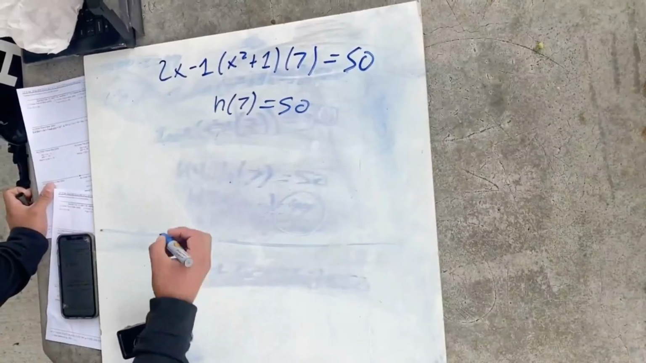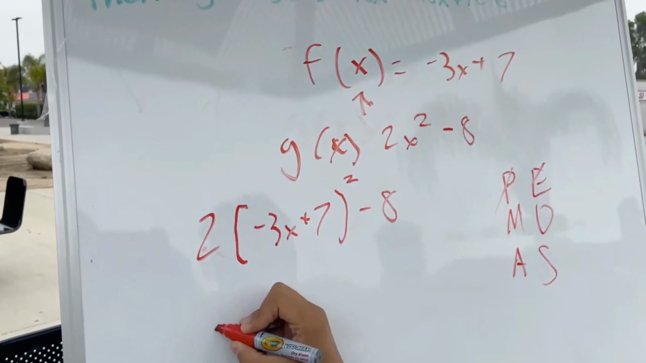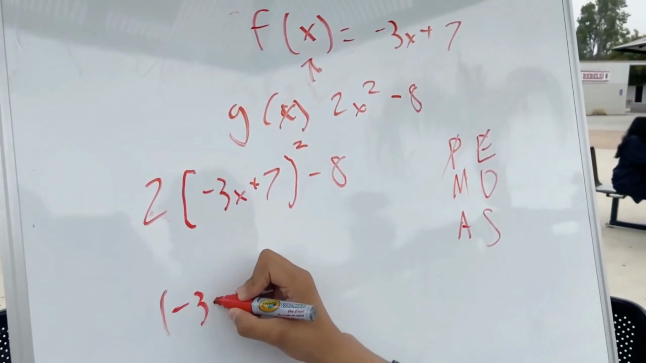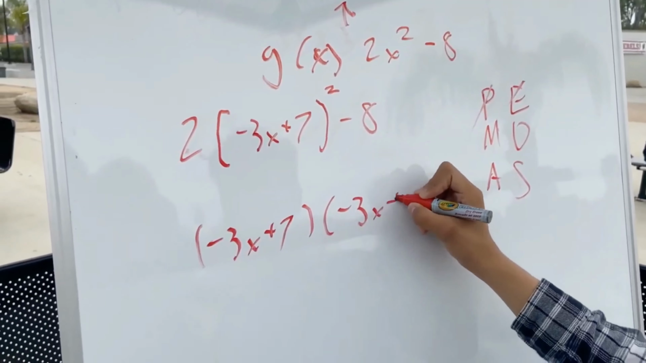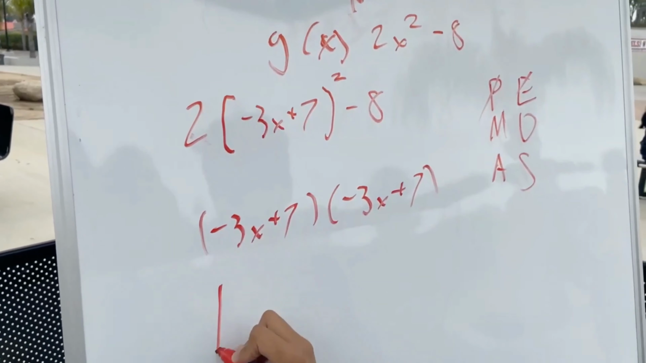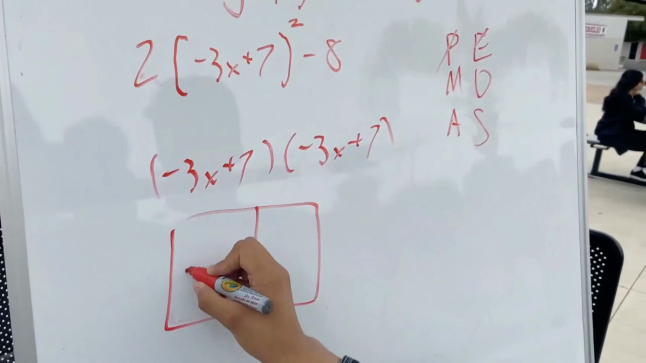So it'd be 2 times the quantity negative 3x plus 7, squared, minus 8. And what we do is we are going to use our good friend PEMDAS. Please excuse my dear Aunt Sally. With nothing going on in the parentheses, we can get rid of that. And then we start doing the exponents, which is basically negative 3x plus 7 times negative 3x plus 7. We find this out by using our good old friend the box method.